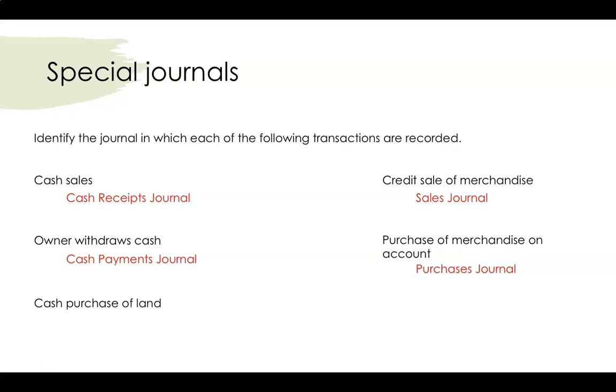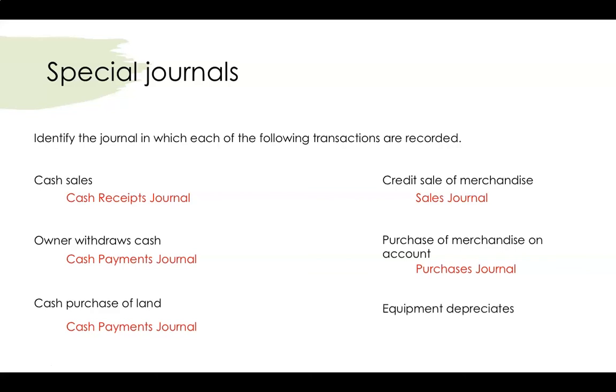Then cash purchase of land. Well, we can look at this a few different ways, right? We can look at it where cash is involved, so we know that it has to be cash receipts or cash payments. We can also look at it and eliminate the purchases journal because we are purchasing land and not merchandise. So if we are buying land with cash, that means that we have to pay the cash. So this will go into the cash payments journal.